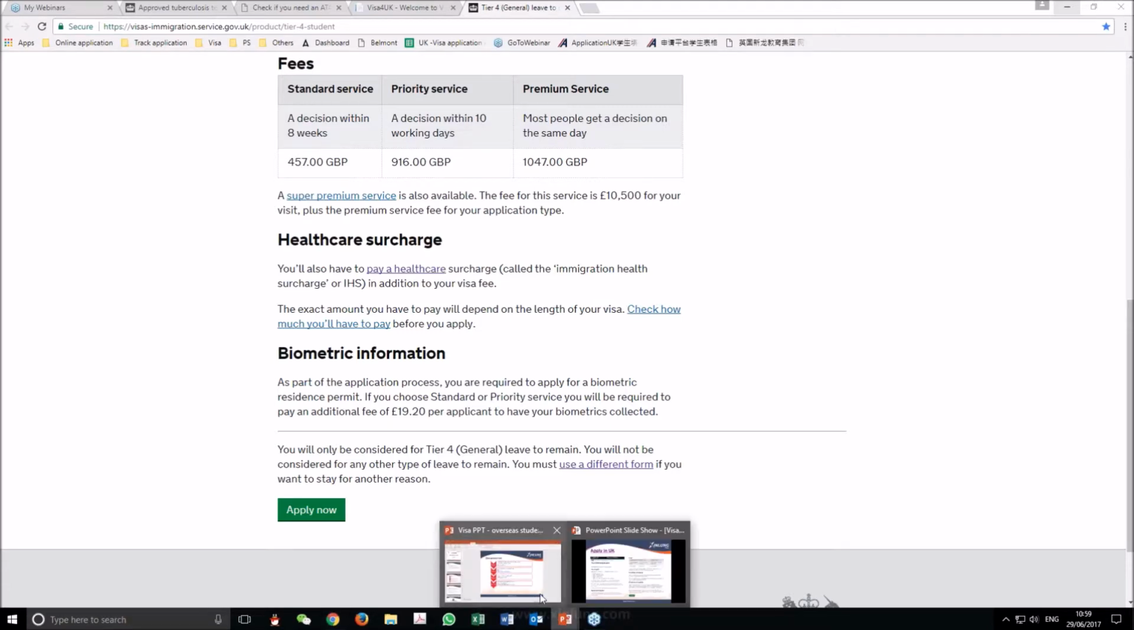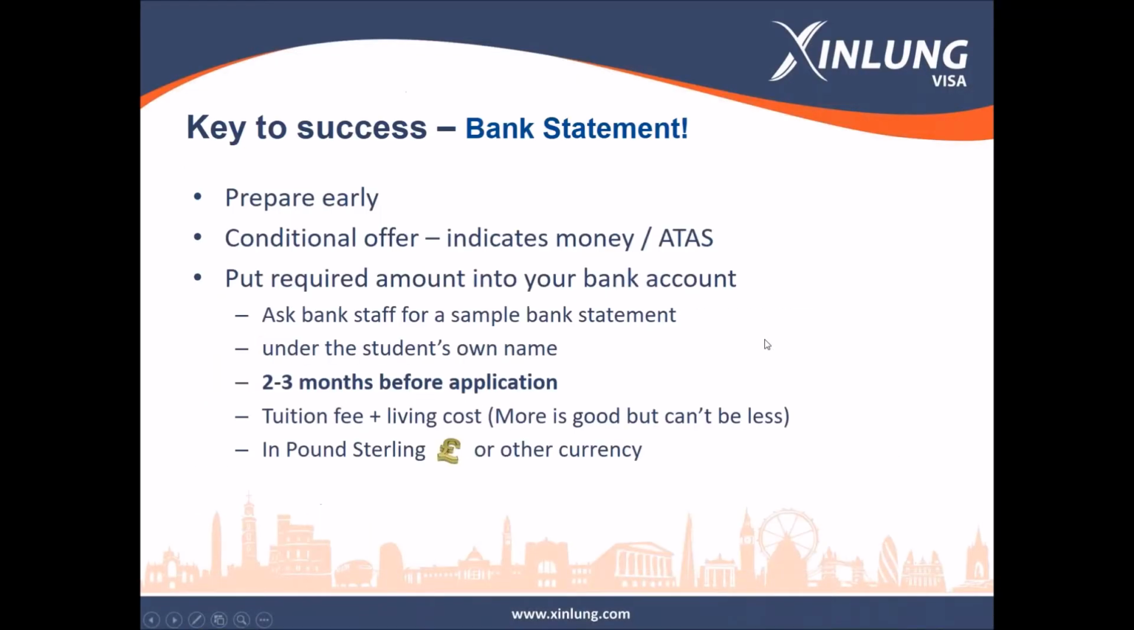Okay, so this is pretty much everything that we need to talk about today. We've talked about how to make application from outside of the UK. We talked about how to make an application within the UK, and who are allowed to make an extension application within the UK. Let's just recap what's the most important thing for Tier 4 General Student Visa application.